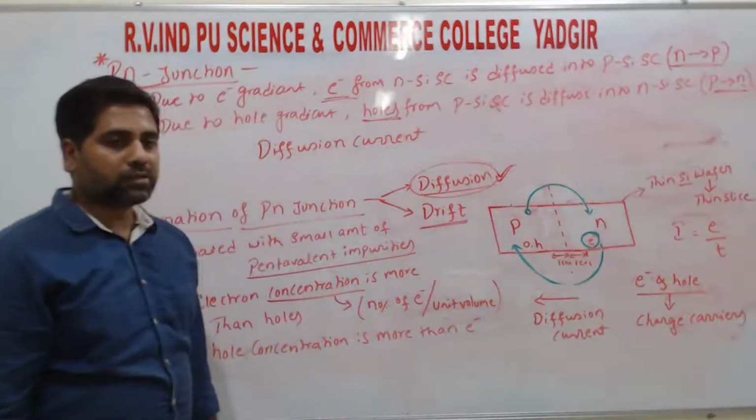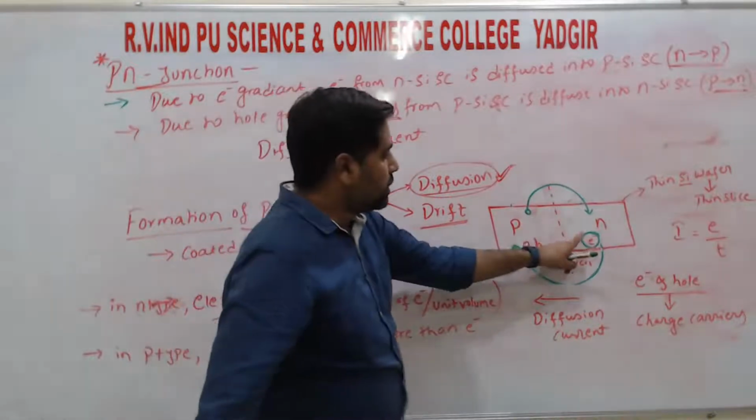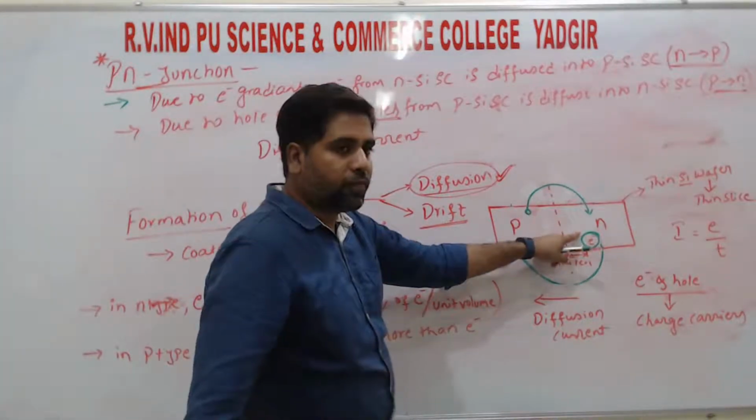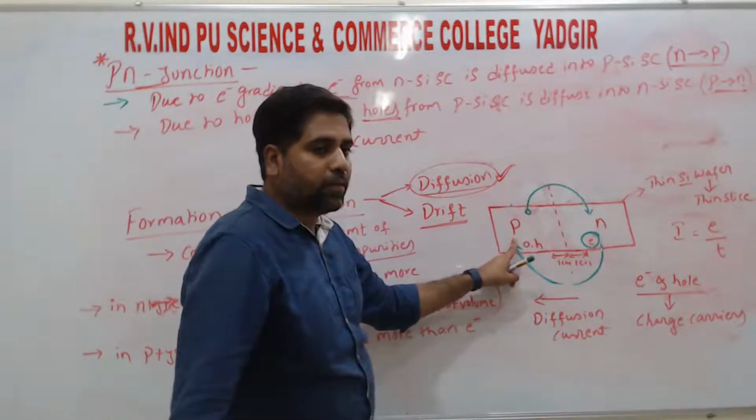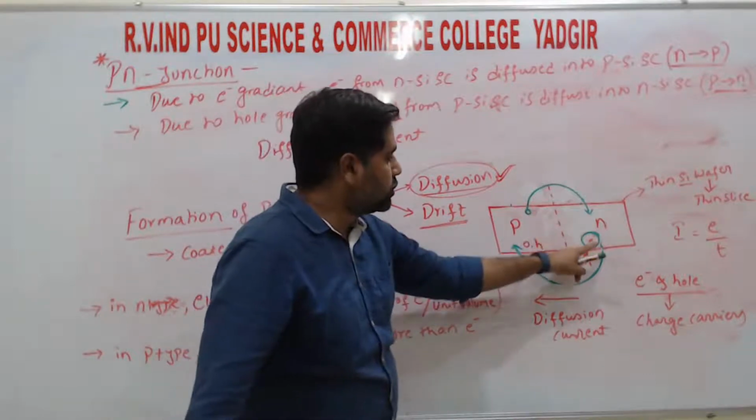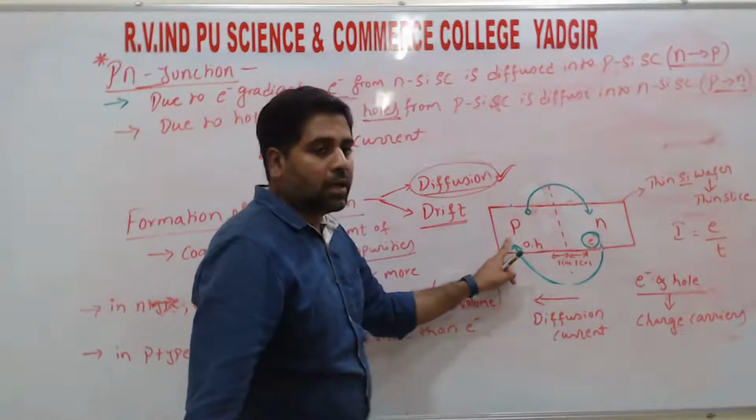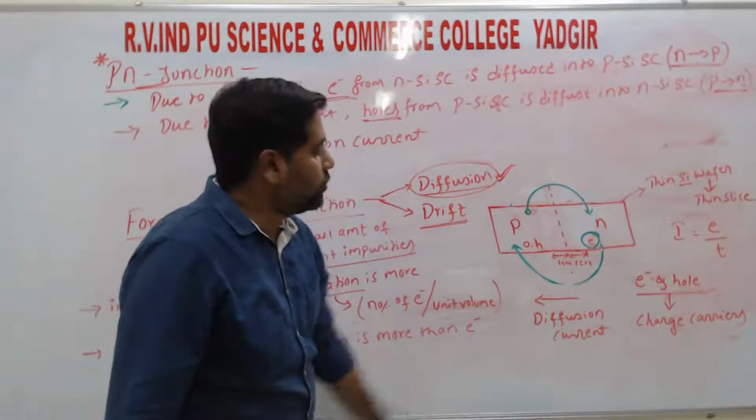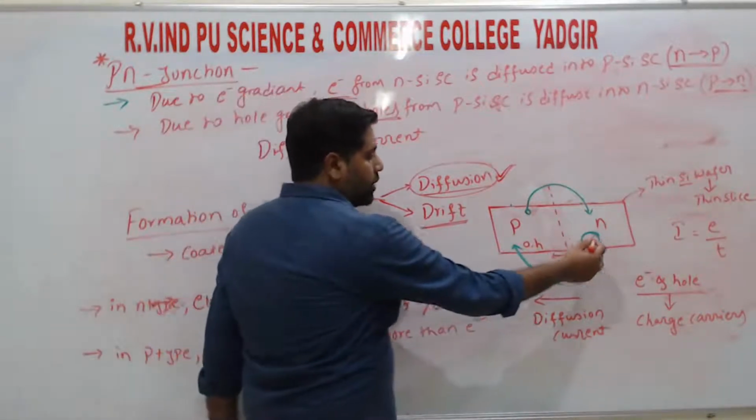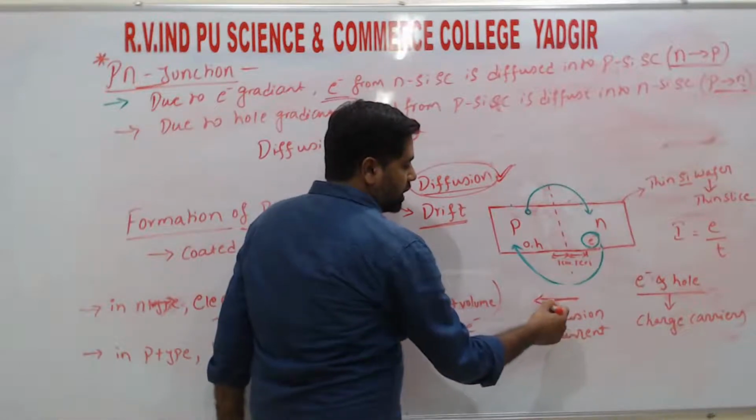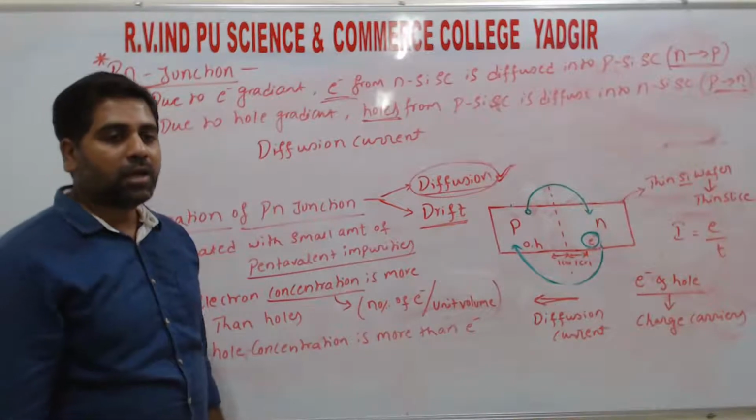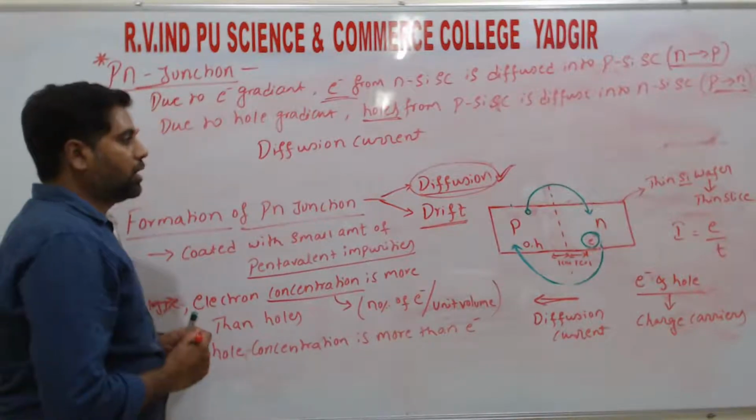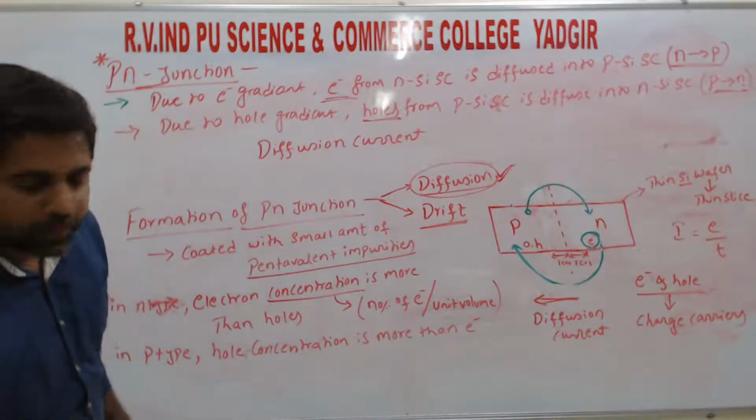In the first process, we observe that a higher number of electrons are present in n type and holes are present in p type. These diffuse from one region to another region. As electrons travel from n type to p type, the direction of the current is from n type to p type. That current we call diffusion current, right? So next point.